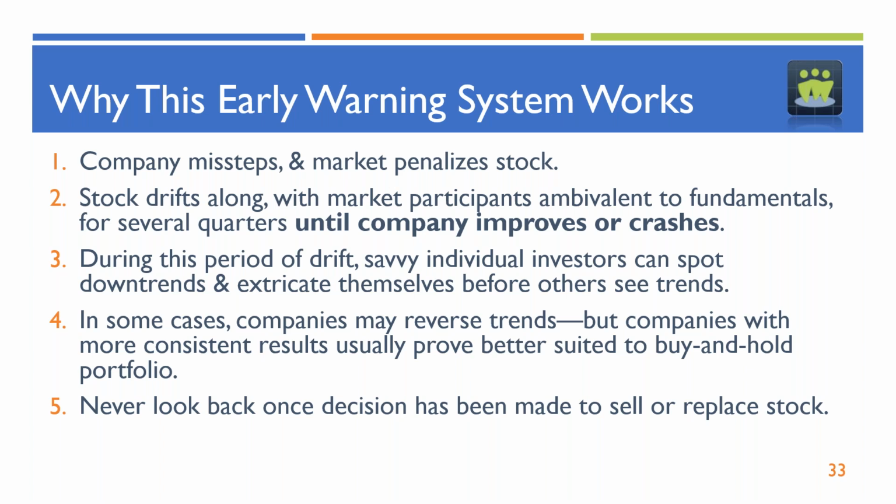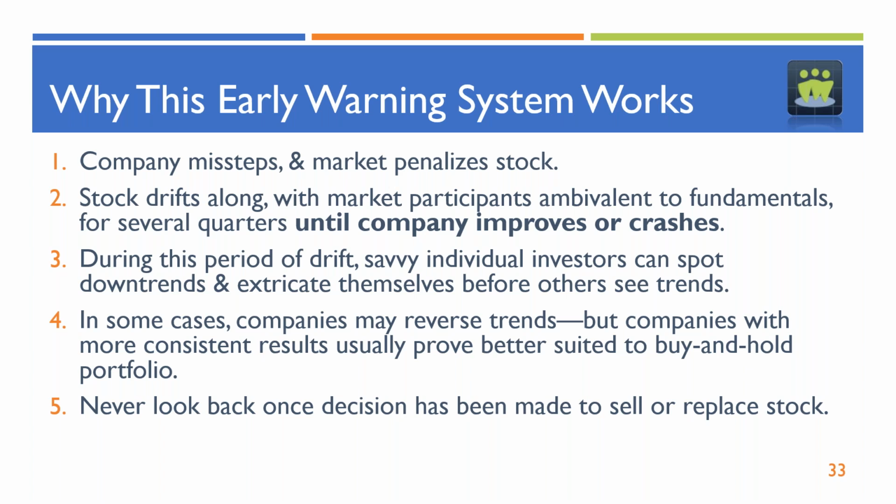I call this an early warning system because if you think through what's going on here, the company missteps, right? They mess up, they have a bad quarter. The market penalizes them right away. Price goes down. There's a lot of negative chatter about the particular company. The stock will drift along at that new lower price point, probably for some period of time. There are a whole lot of people in the market who are ambivalent to fundamentals. Hopefully it's not you and your investment club. And it'll drift along for several quarters until one of two things happens: the company improves or it gets worse, right?